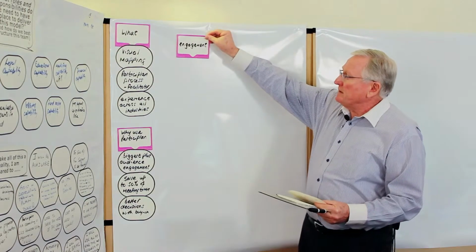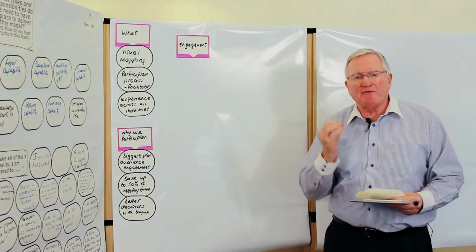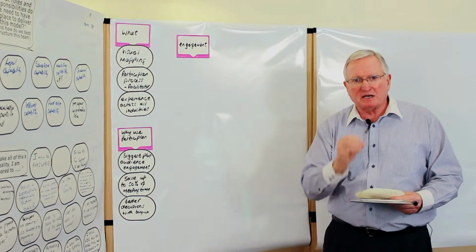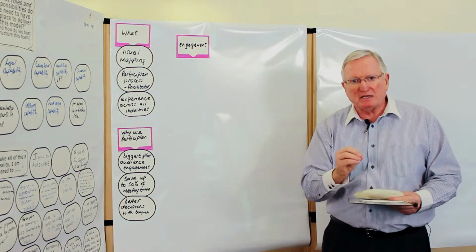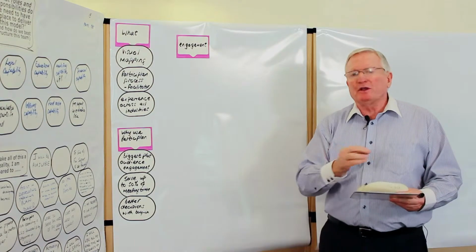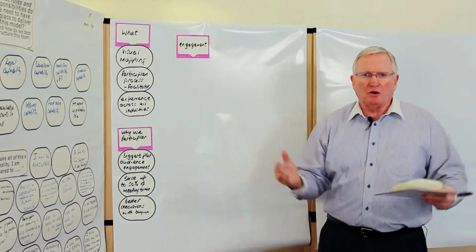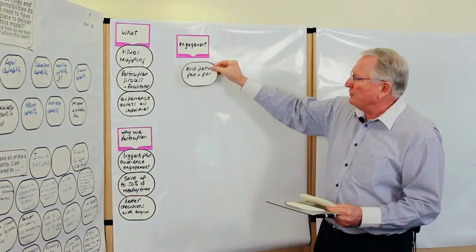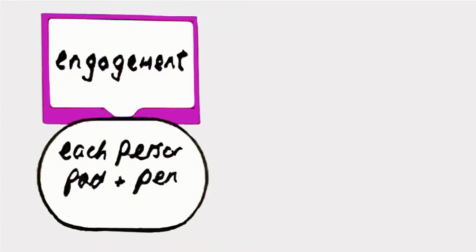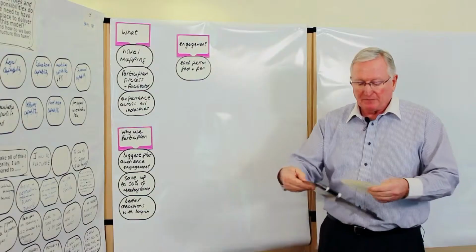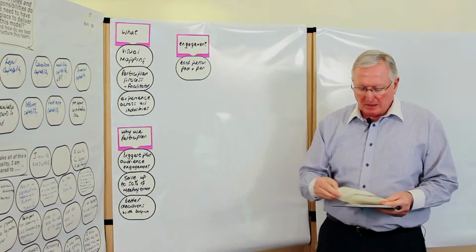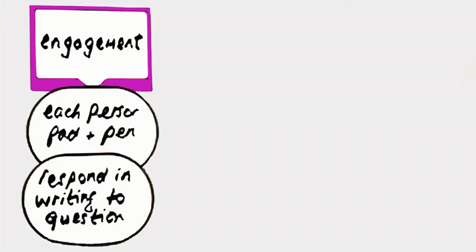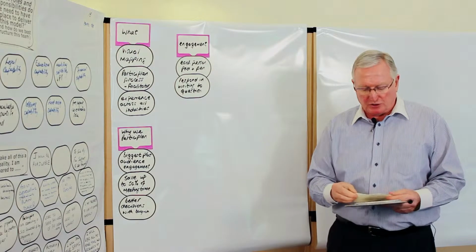So what do we mean by engagement? Well, engagement really means that every person who is in a discussion should be able to express their views. And we well know that if you've got too many people, it takes too long to have everyone express their views. So how do we do that? Well, what we do is we give each person a pad and a pen. And how the process works is we ask a question and the delegates respond to the question by writing their answers onto stationery.